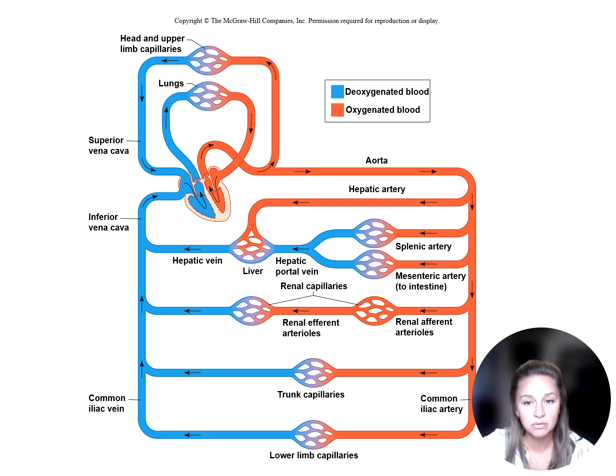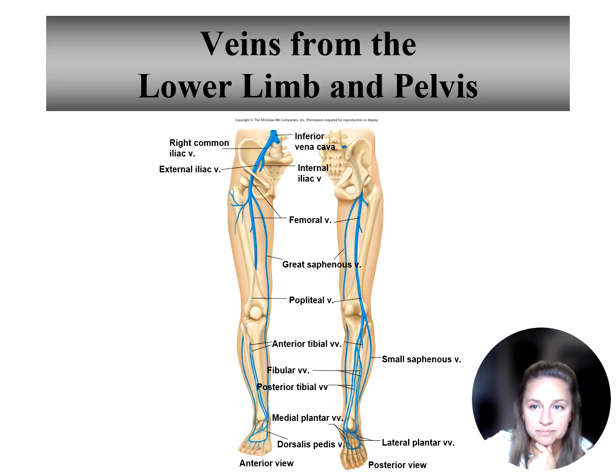So again, this is helpful for when you start identifying all of this and working through the pathways on your own. Lower limbs, again, an anterior and a posterior view.